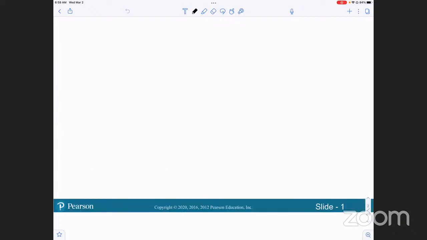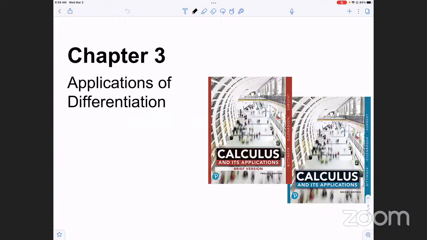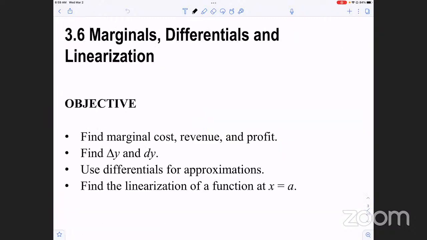So this will serve as our lecture for section 3.6. We're continuing chapter 3 on applications of differentiation, and this will be section 3.6, marginals, differentials, and linearization.